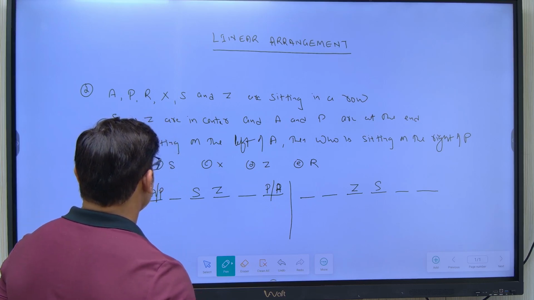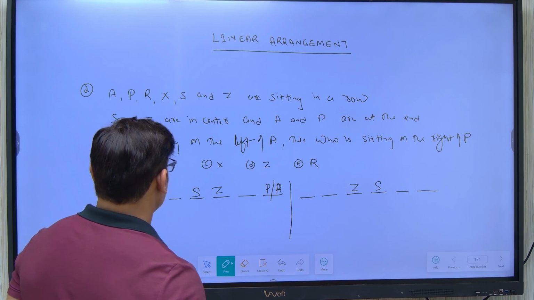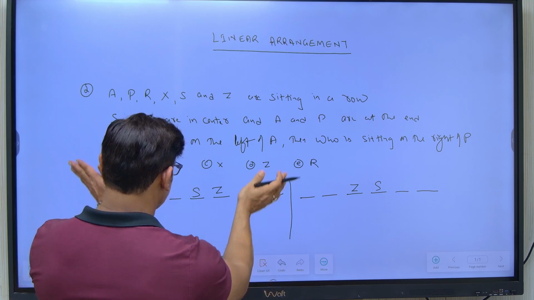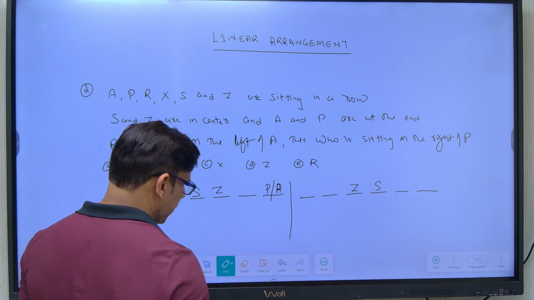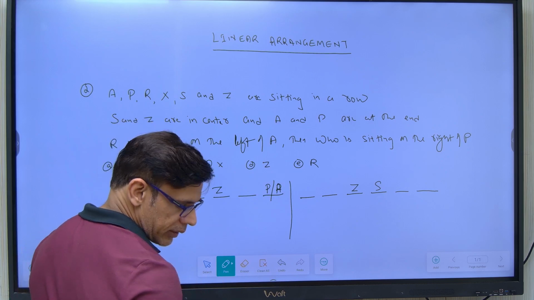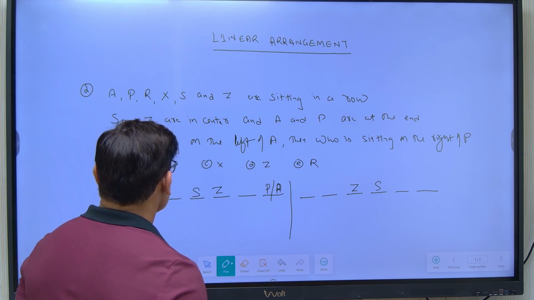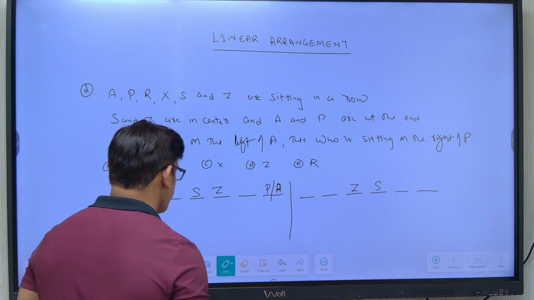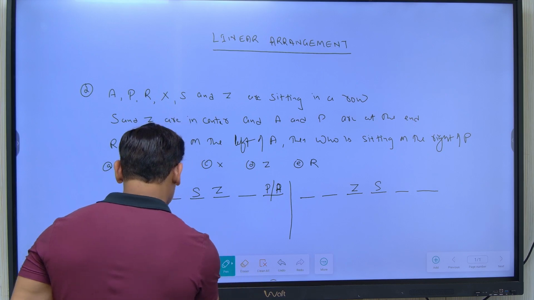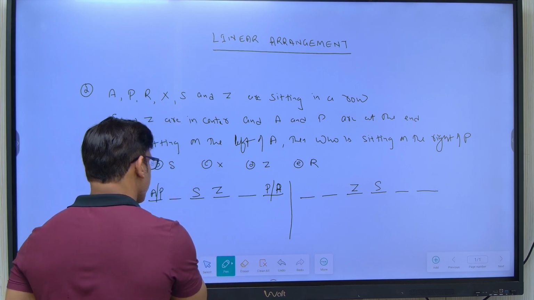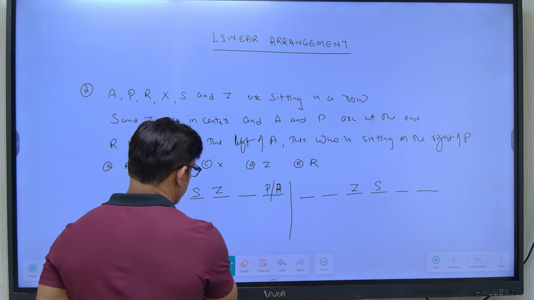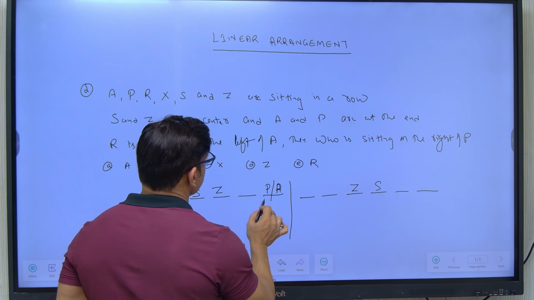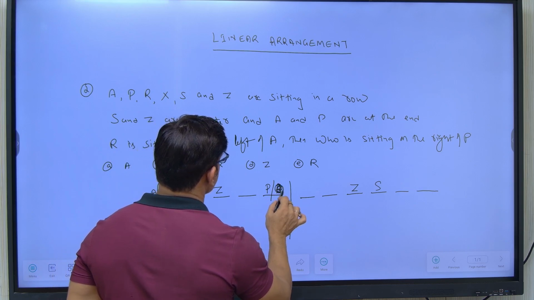And then it is given that R is sitting on the left of A. Right? Now you are behind them, and this whole thing is happening. And then what is given? R is sitting on the left of A. So if A is here, R cannot be here. Right? So that means P is gone. From here A is gone.